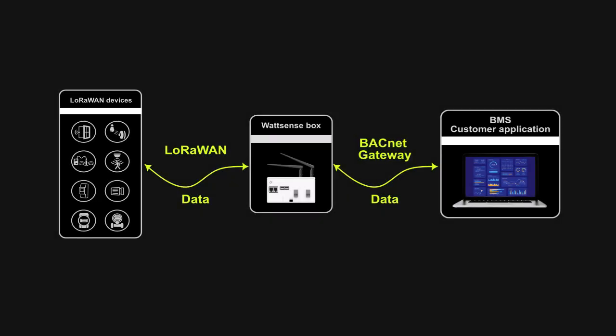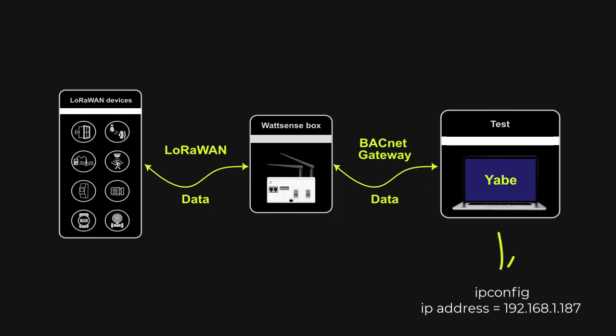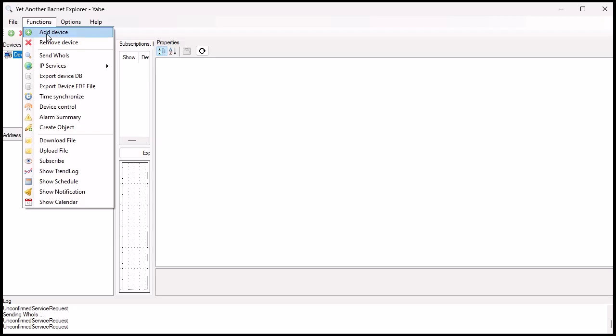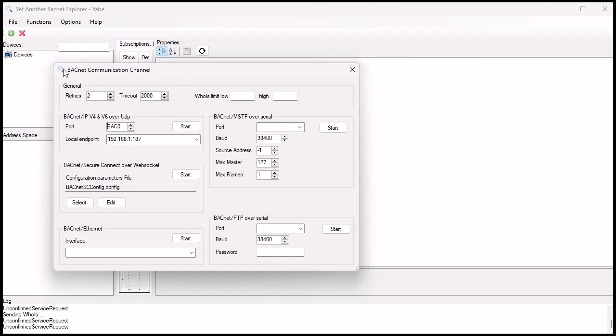Before configuring your BMS application, you can analyze the BACnet objects with a test application such as Yabi. Retrieve the IP address of the PC that is connected to the same network as the box. You can use the ipconfig command. In Yabi, add a new device. Enter your IP address in the field Local Endpoint and click the Start button.